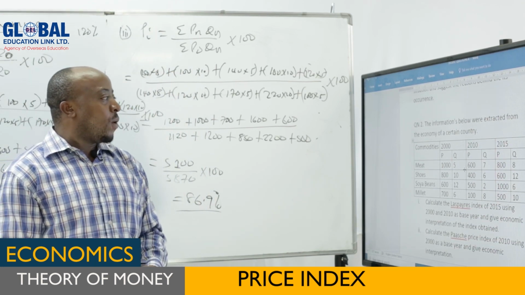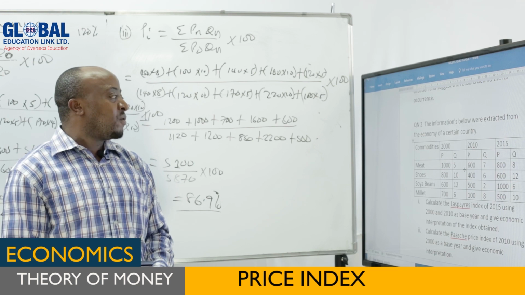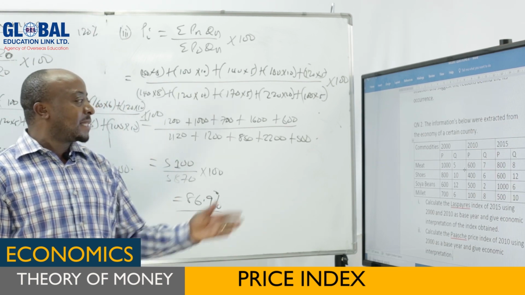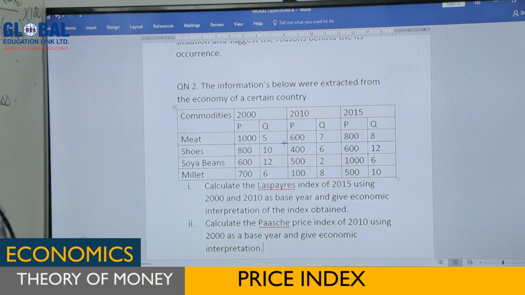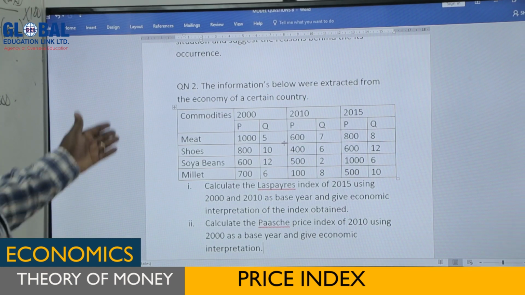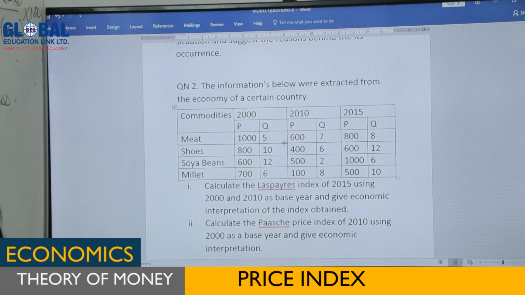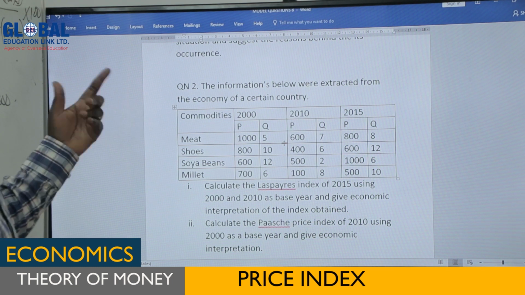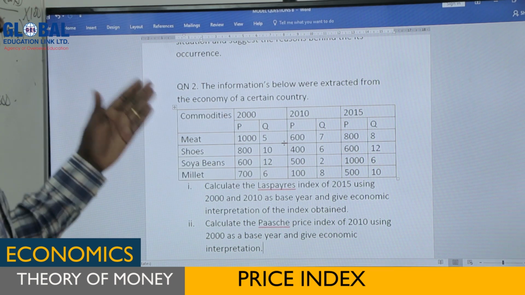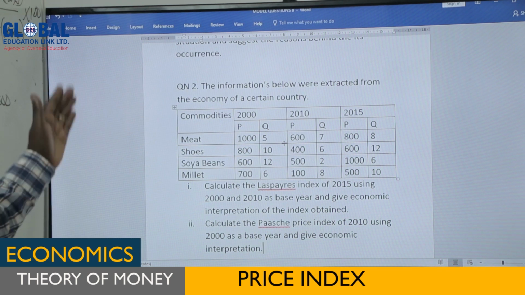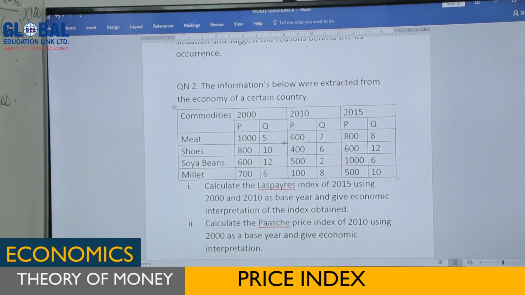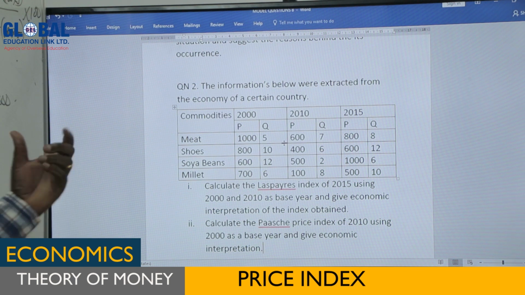the information below was extracted from the economy of a certain country. Now in this, we have commodities, they are 4. We have meat, shoes, soybeans, and millet. And we have 3 years there. We have 2000, we have 2010, and we have 2015. Now we have also prices in each year. Now the questions are asking, number 1, calculate Laspeyres price index of 2015 using 2000 and 2010 as base year and give economic interpretation of the index obtained.